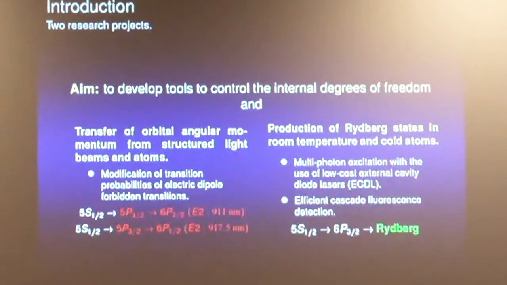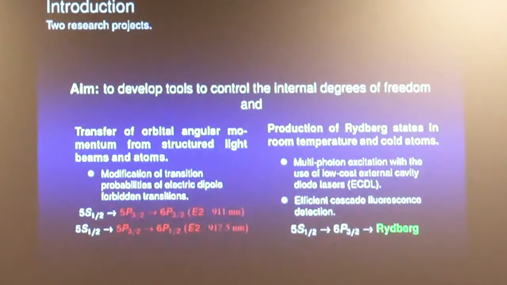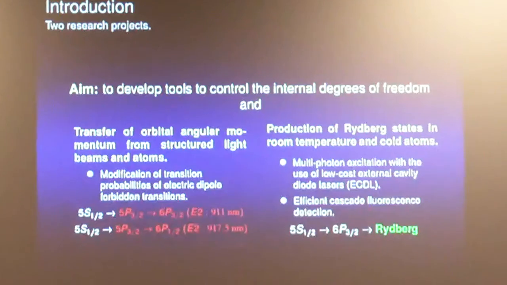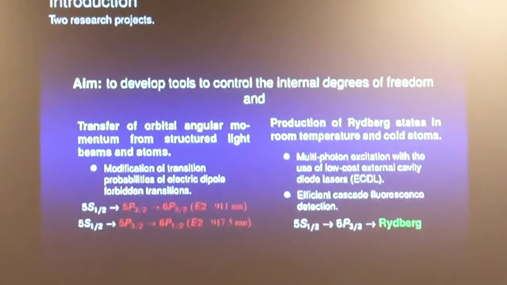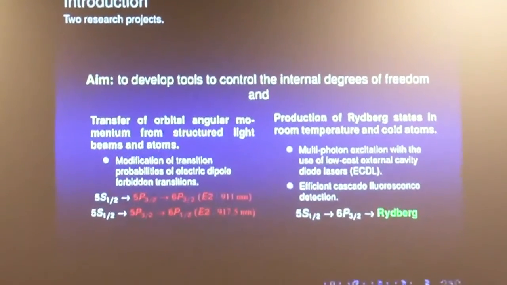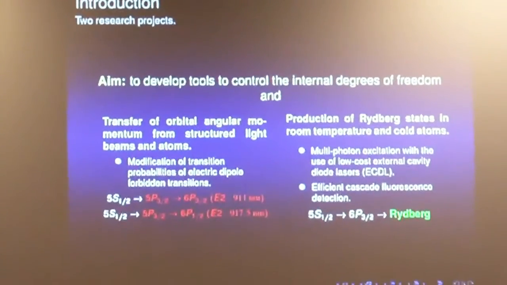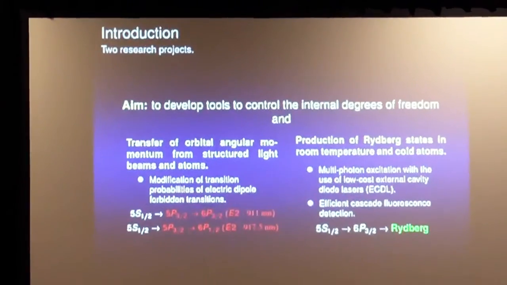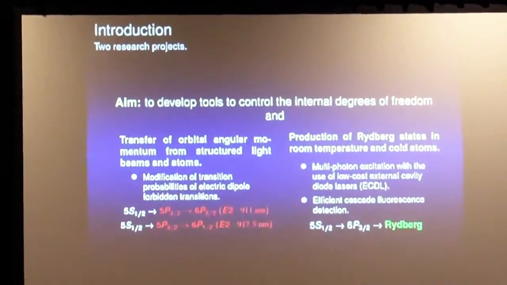So, in general, the aim of our cold atoms laboratory is to develop the tools to control the internal degrees of freedom of atoms, and we have two research projects. One is to study the transfer of orbital angular momentum from structured light to atoms. That is, we want to study the modification of transition probabilities of electric dipole forbidden transitions, let's say something like this, a 5p to 6p transition in rubidium.